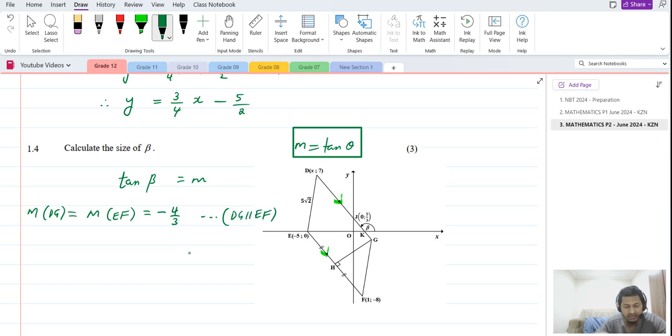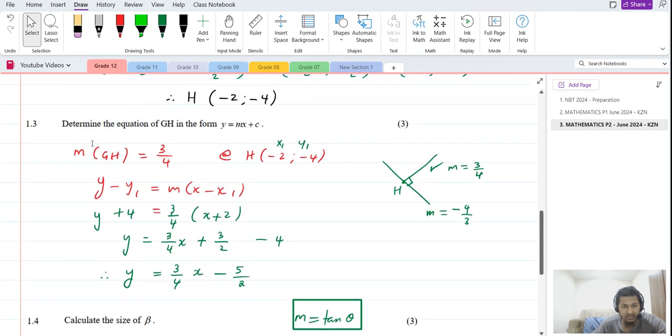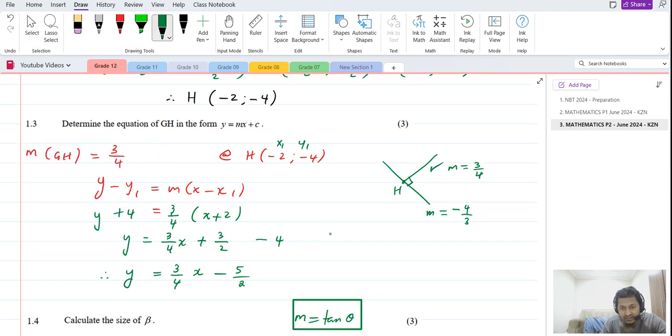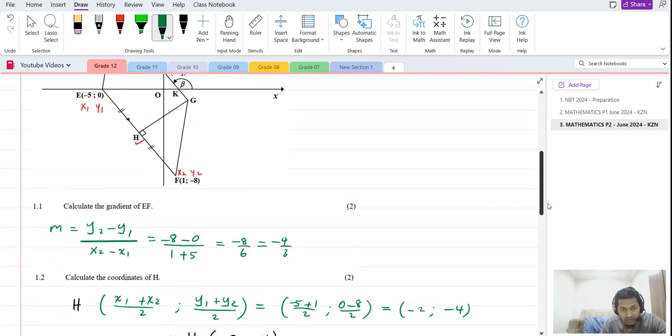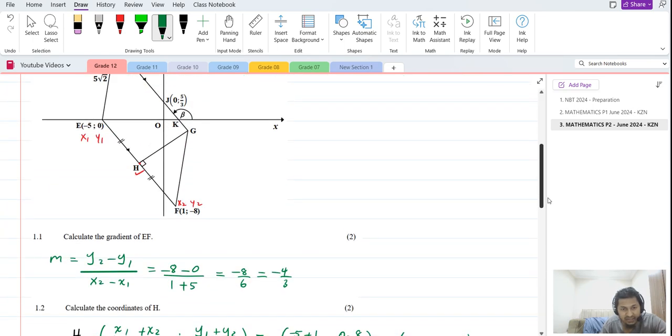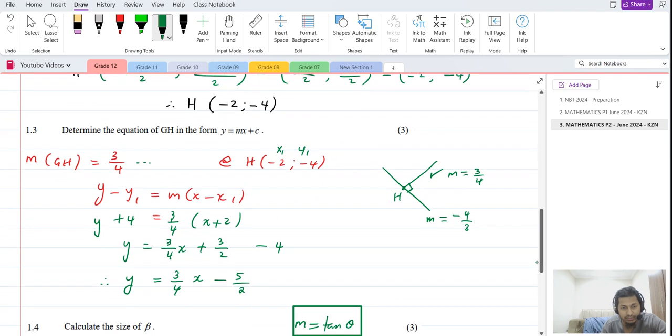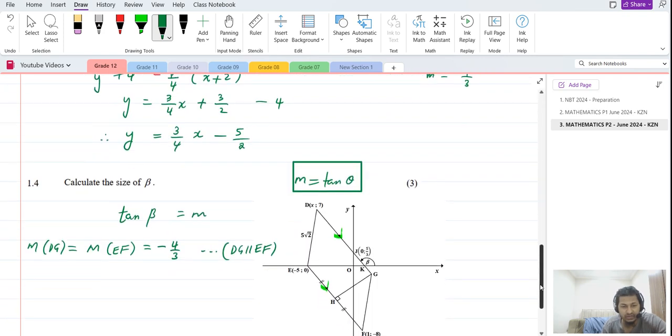I think we should write a reason here as well, don't just guess. Why we're writing that the gradient of GH is 3/4 is because EF is perpendicular to GH. We should write a reason here: EF is perpendicular to GH. That's the reason why, so the examiner can see what you are writing.